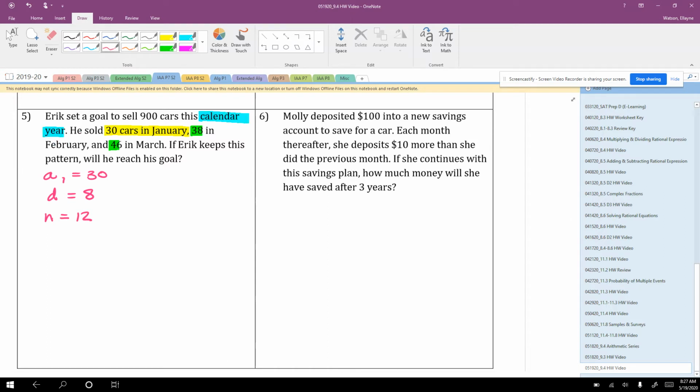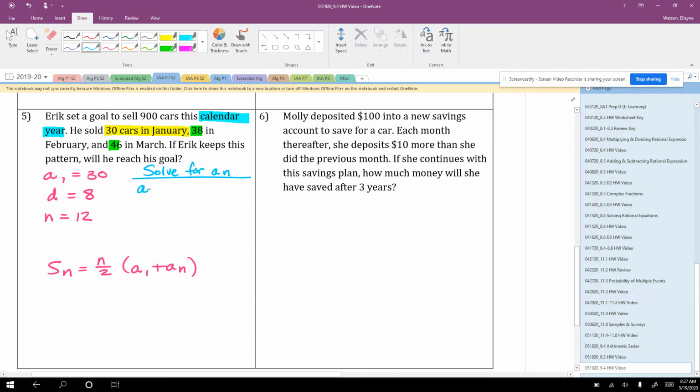Okay, so as a reminder, here's what our formula looks like. S sub n is equal to n divided by 2 times the quantity of a sub 1 plus a sub n. So what are we missing? We're missing a sub n. So before we can add up the series, we need to solve for a sub n.